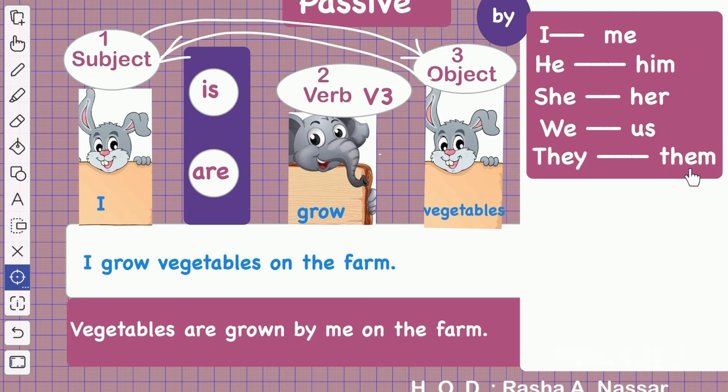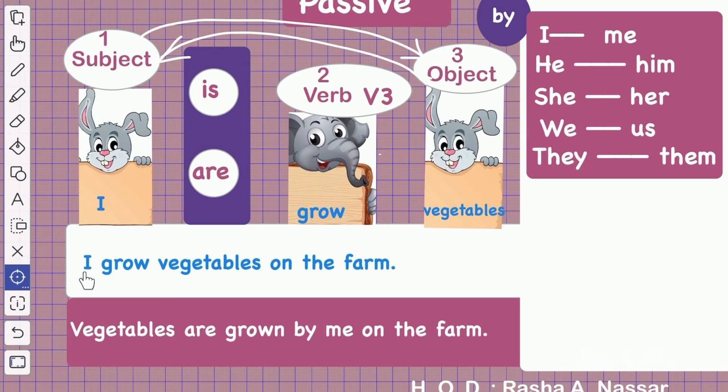Okay, so here, I grow vegetables on the farm. First, I will change the place of the subject and the place of the object. I will write the third word, or the object, in the beginning of the sentence.